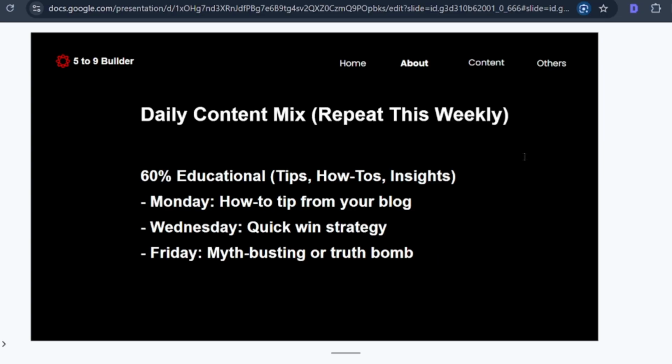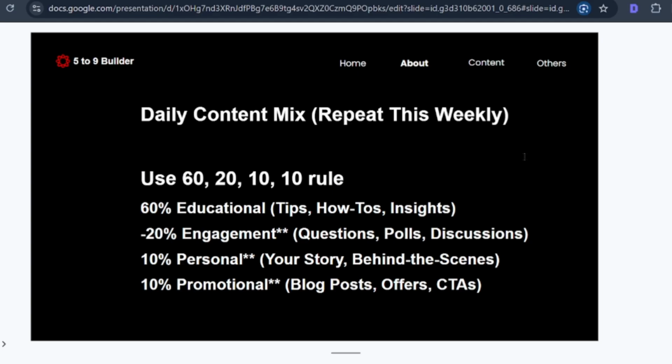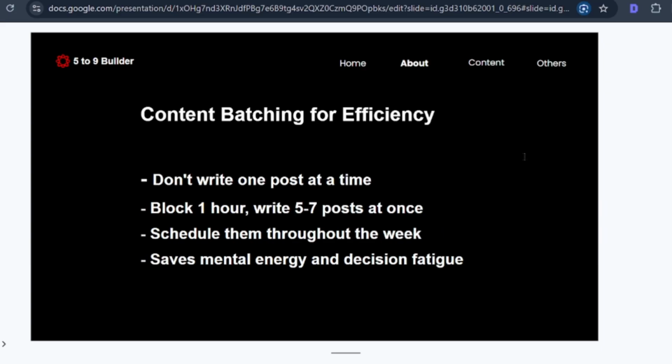Okay, so what you have to do is just use the 60, 20, 10, 10 rule. You have 60% of educational tips, how-to, insights, and stuff like that, 20% of engagement, that is questions, posts, discussions, and then 10% of personal stories, behind the scenes, and then 10% of promotions. You have to promote your blog or whatever product you are having, or if there is an offer you want them to experience, you share that. Those are just 10%, so 10, 10, 20, and then 60.